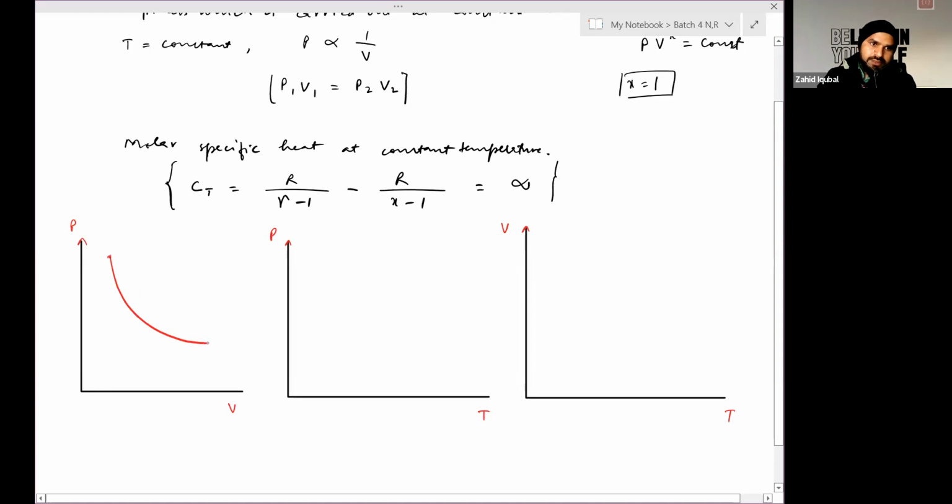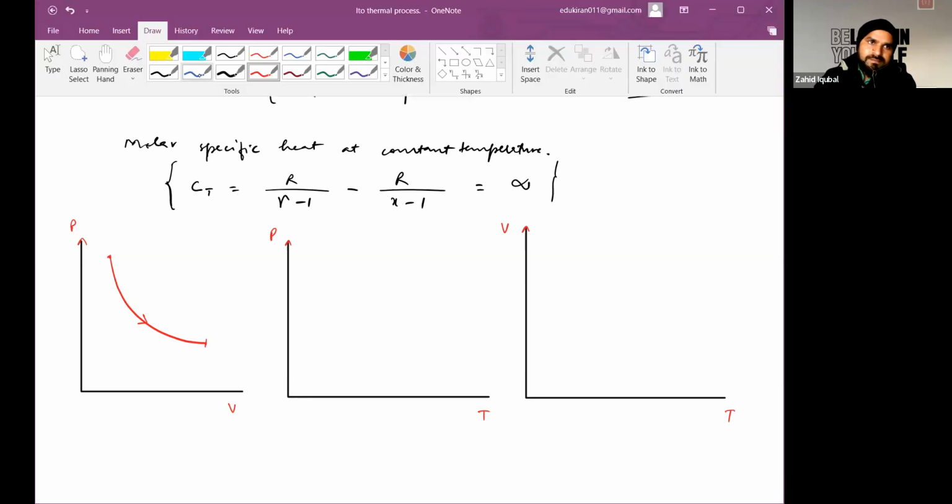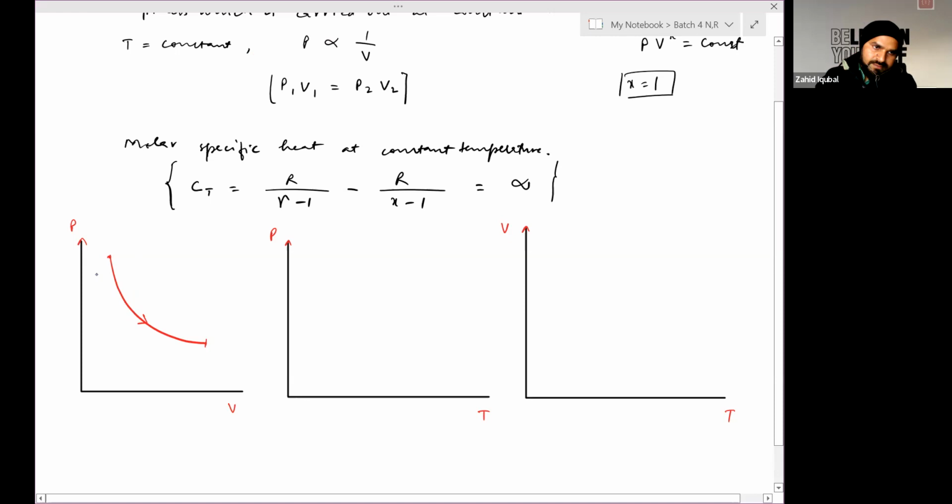From this point to this point, it means on increasing volume, pressure decreases, and on decreasing volume, pressure increases. So they are inversely proportional to one another. Suppose we have another curve for the same process like this. Let's say this is at some temperature T1 and this is at some temperature T2. So you will be asked which of these two temperatures is greater.